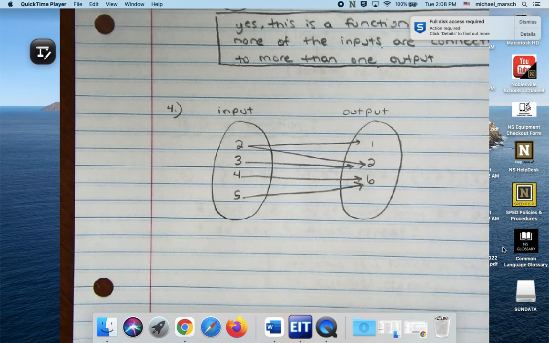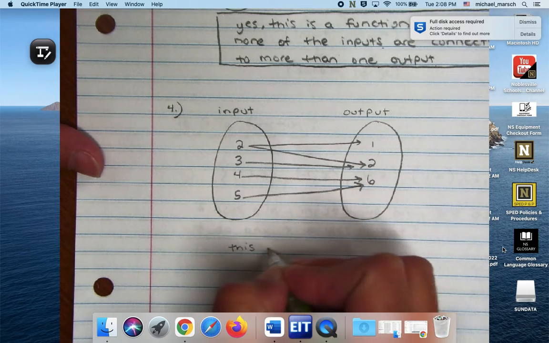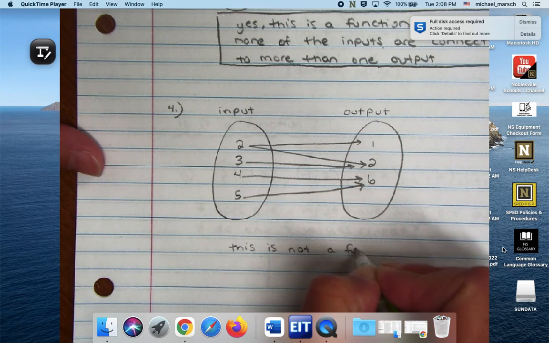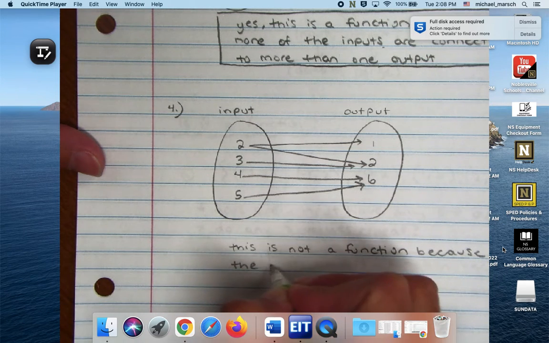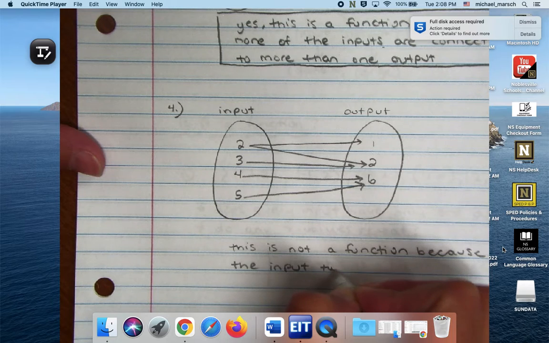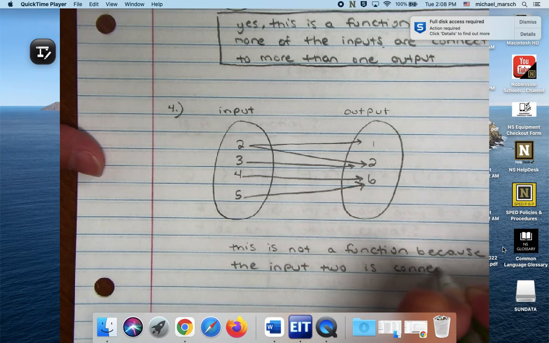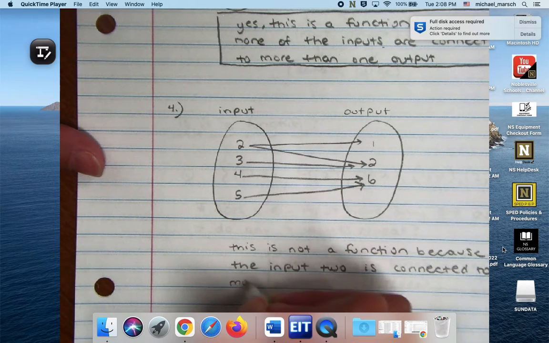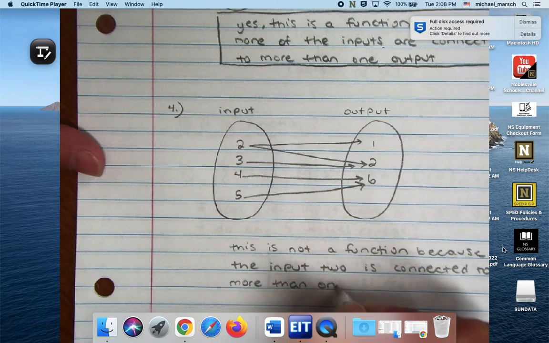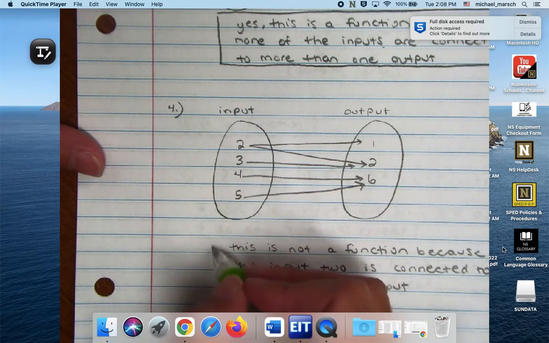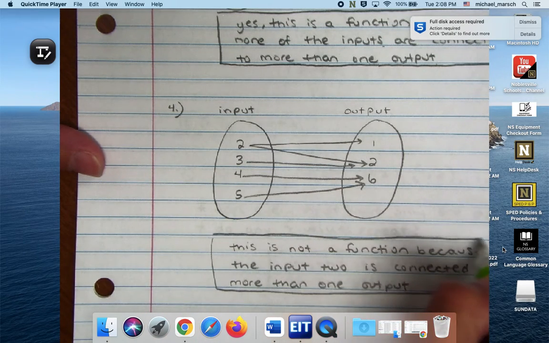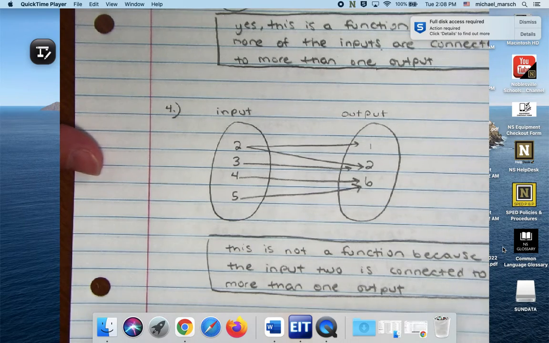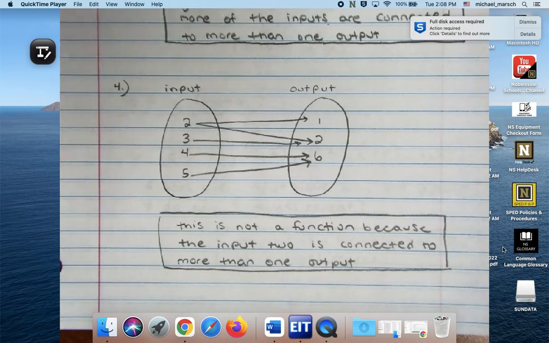What do you see happening here that disqualifies it? Jackson? Correct. Because the input 2 is connected to more than one output. As soon as an x value is used more than once, no bueno.